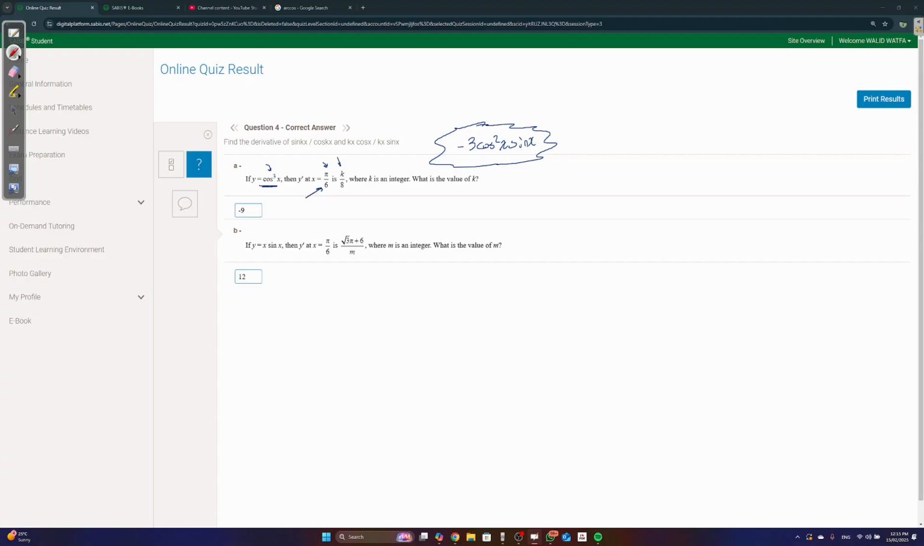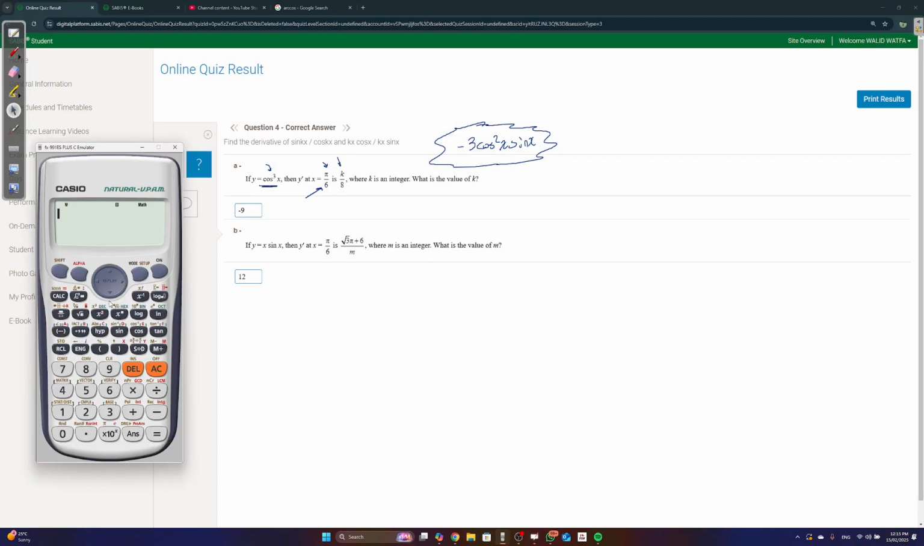They're saying plug in pi over 6. So go to your calculator and plug in radians pi over 6. So negative 3 cosine squared pi over 6 times sine pi over 6. Okay, you get minus 9 over 8. So k is negative 9.